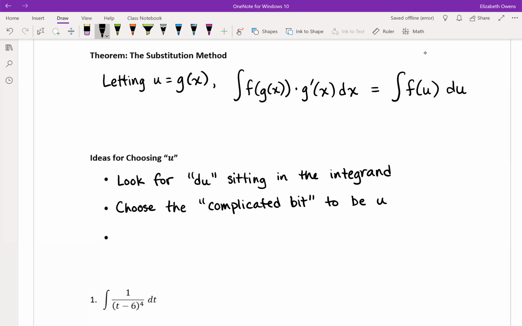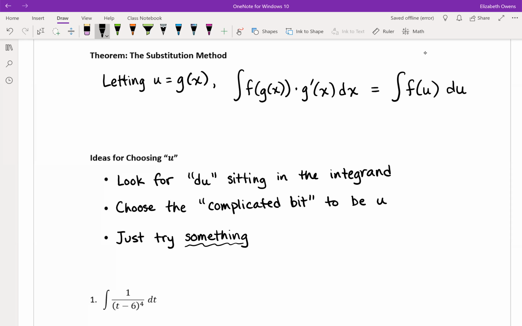And then the third idea here is really just to try something. Look for any piece of your integrand that you could possibly turn into a substitution and just try it. If it doesn't work out, you'll see that it's not working out, and then you can go back and try something else. And these do get easier with practice. So if they are a little tough at first, don't worry. That's normal. You're not alone.